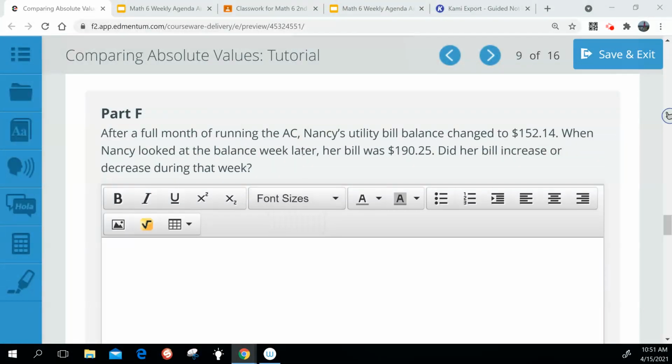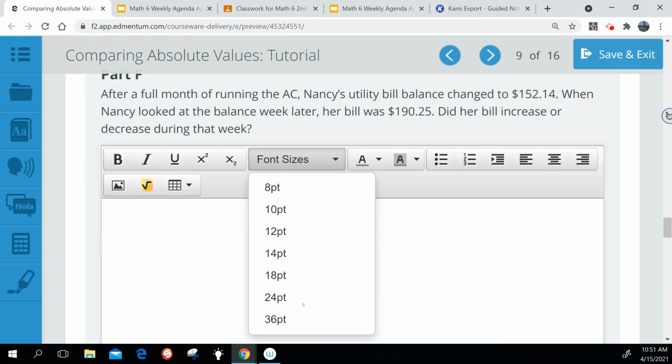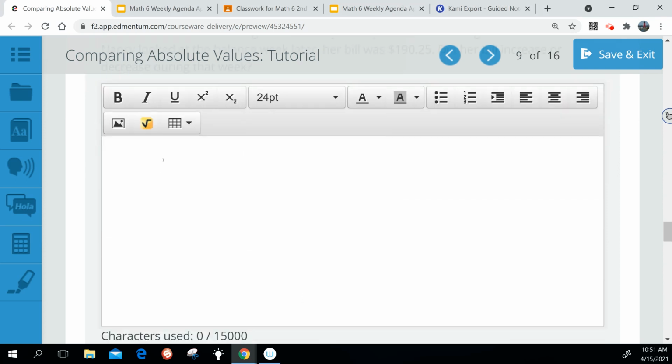After a full month of running the AC, Nancy's utility bill changed from $152.14. When Nancy looked at the balance a week later, her bill was $190.25. Did her bill increase or decrease during this time? Emery? Yeah. So now we're just comparing regular old numbers that we know about, right? Nancy's balance increased.